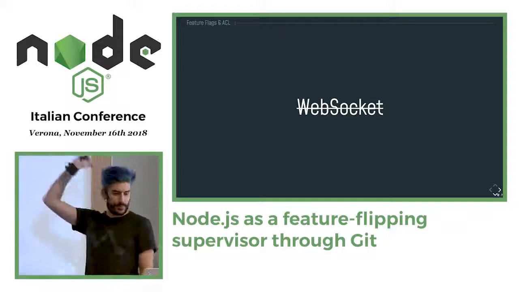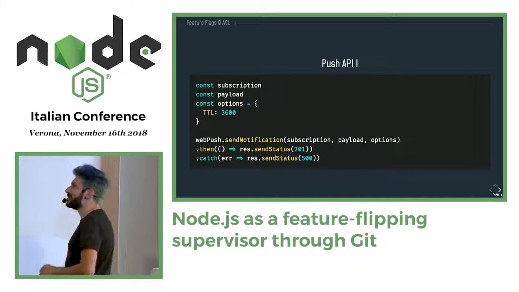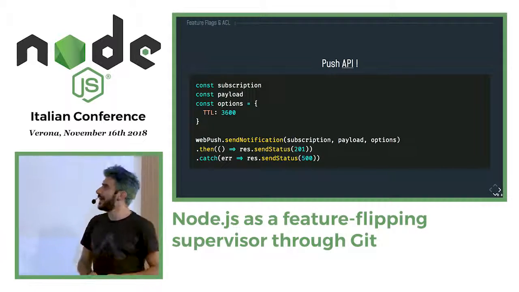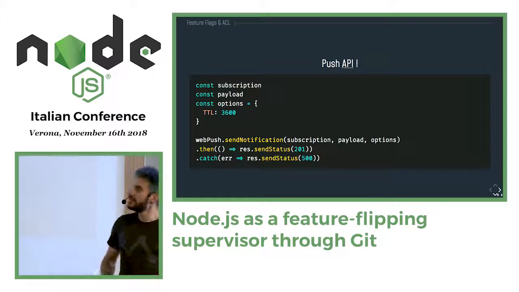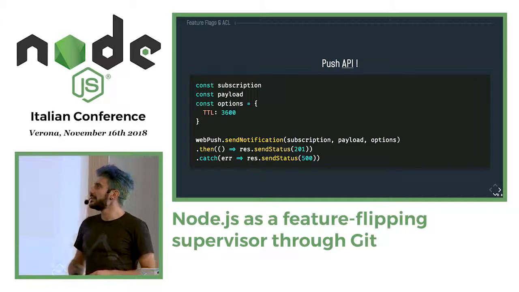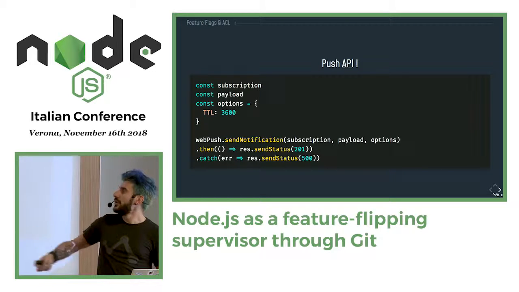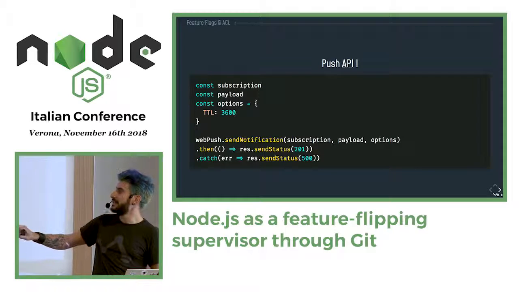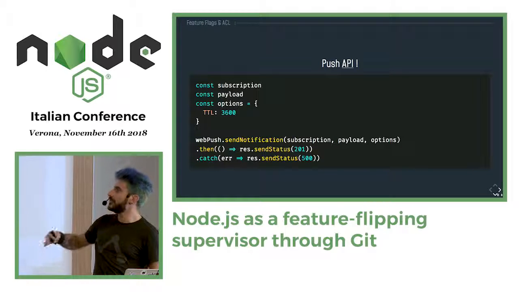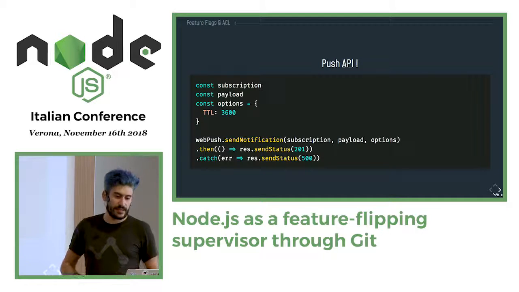Forget WebSockets and use the Push API, which is the best thing since sliced bread, I guess. It's really easy to implement in the client. You just have to send a notification from the server with the subscription ID, the payload, and some options, and you've got a promise that you can react to. So it's easy to do.